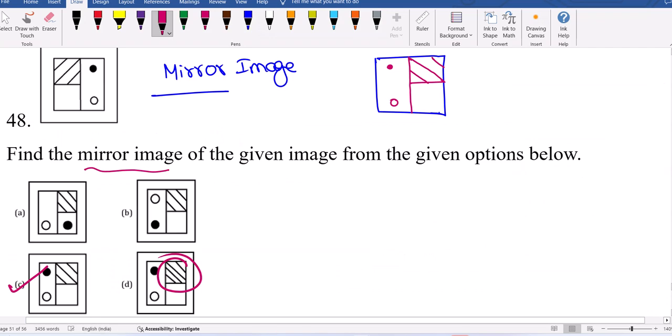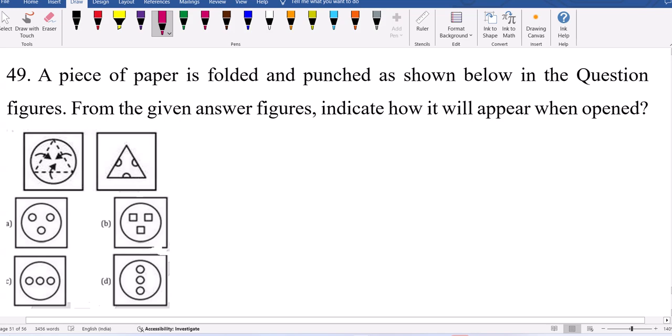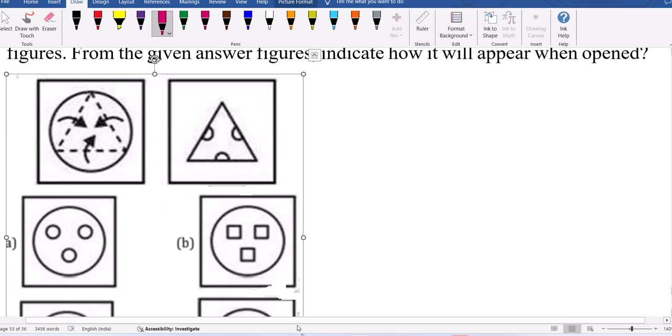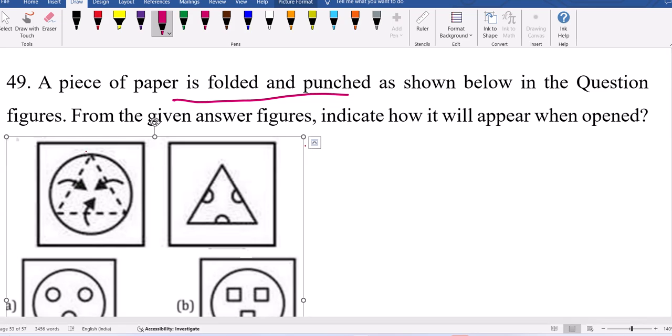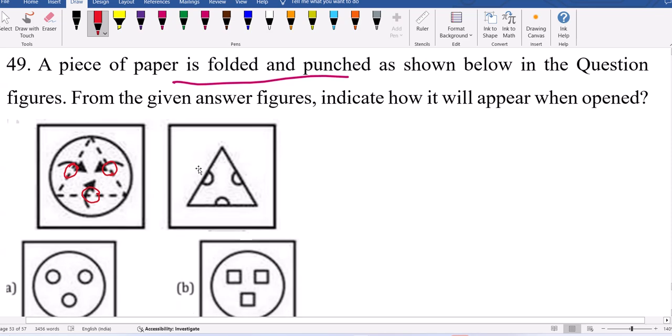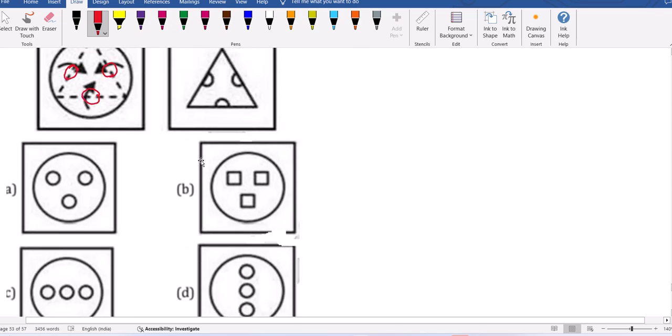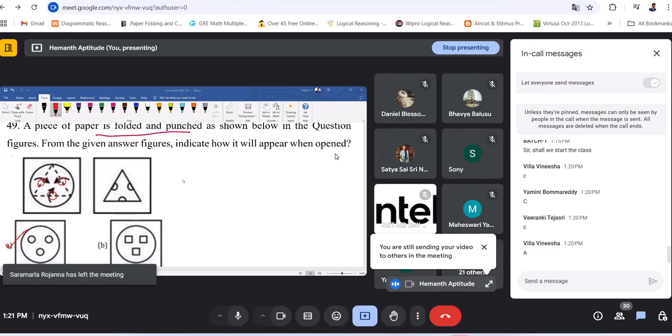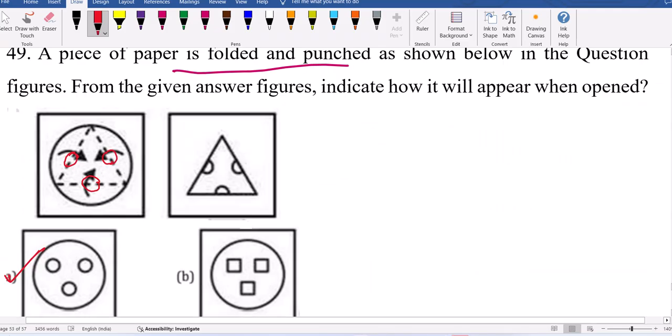Okay. Next one, see 49. Paper folding and paper cutting. First you have to fold, then cut, and now you have to unfold. Here it is cut already. Circle, it's folded and cut. Now if you open this one, the other half will come and it will create a circle. If you unfold it, a circle will form. So its overall shape is circle, not triangle. Circle and all three corners. Option A is suitable. Paper cutting, paper folding related question. Option A is suitable here. Vinisha, correct. Let's see about the next question.